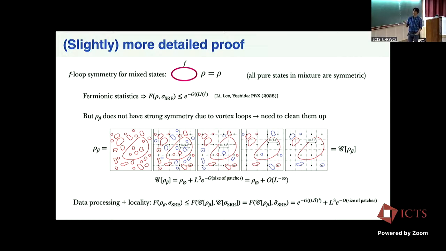So if I combine these two statements, I get that the final state I get after cleaning up the loops has to be far from any short-range entangled state. On the other hand, because of the locality of this process, the initial state also had to be far from all short-range entangled states. And I have to add up these two error terms that I encounter, but both of these decay very quickly in system size, faster than a polynomial.